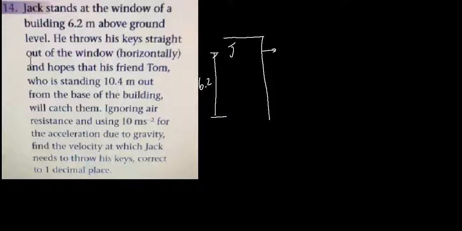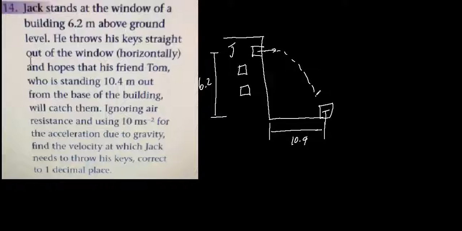Okay, and he's throwing it horizontally, and he hopes that his friend Tom, who is standing 10.4 meters out from the base. So say I got my buddy Tom here, and he is 10.4 meters away from the base. And this is the building, with the windows and all. And my buddy Jack is throwing his keys out, and my buddy Tom is catching them. So it's going to go wee, and it falls and lands at this spot. That's what he's guessing.